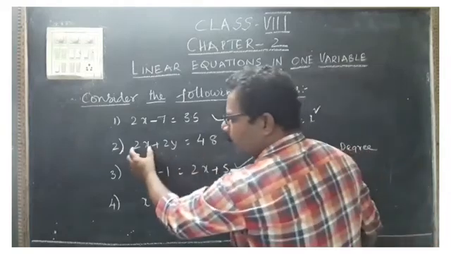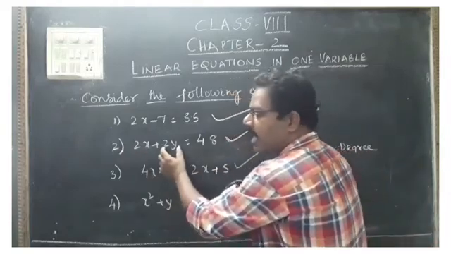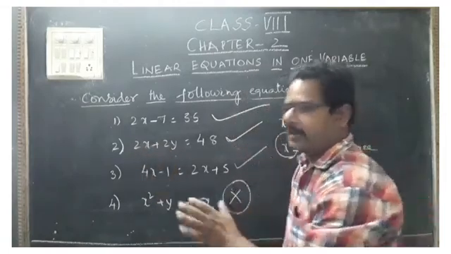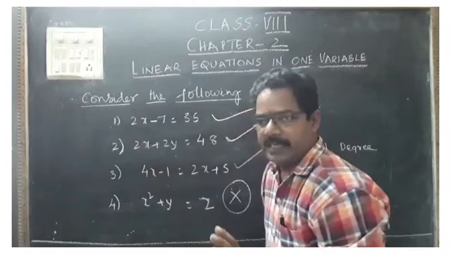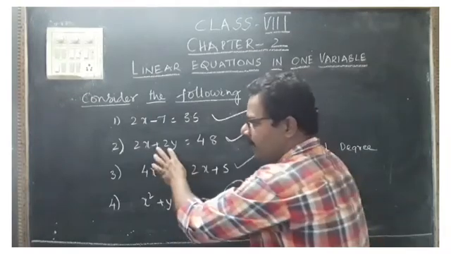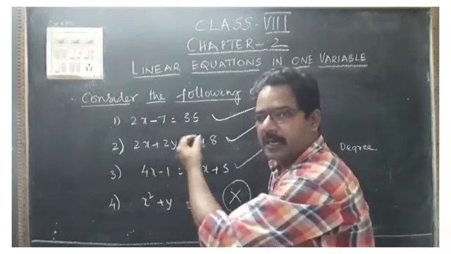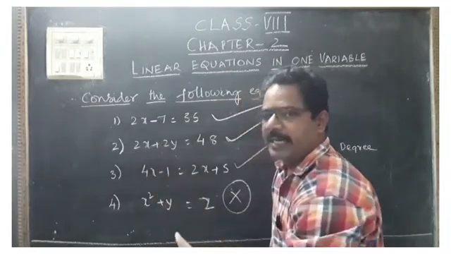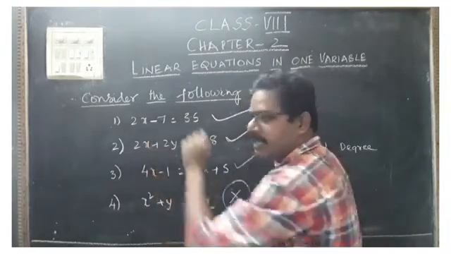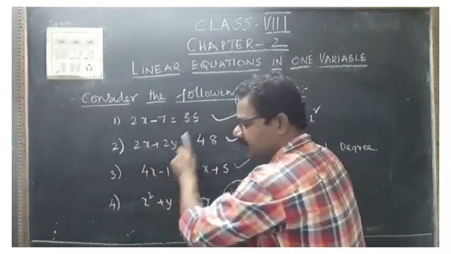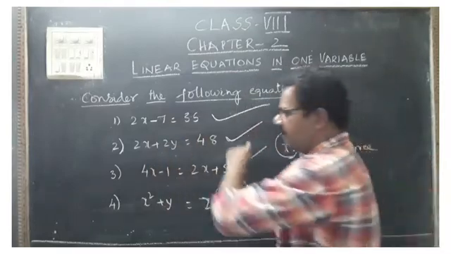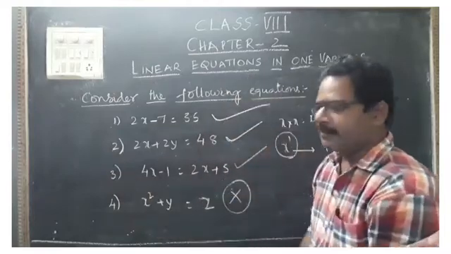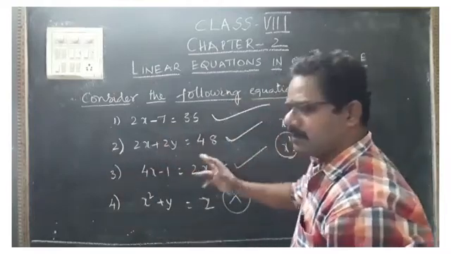So in 2x plus 2y, they are different terms, not equal terms. We cannot add or subtract 2x and 2y. So 2x and 2y are different terms. That's why its degree we will consider as 1. If you totally consider all the degrees of the second equation, here 1, here 0.